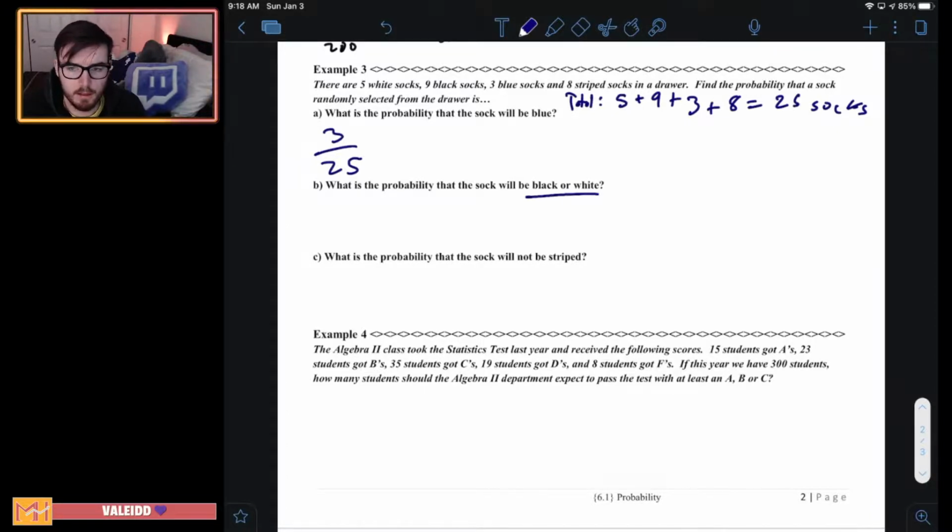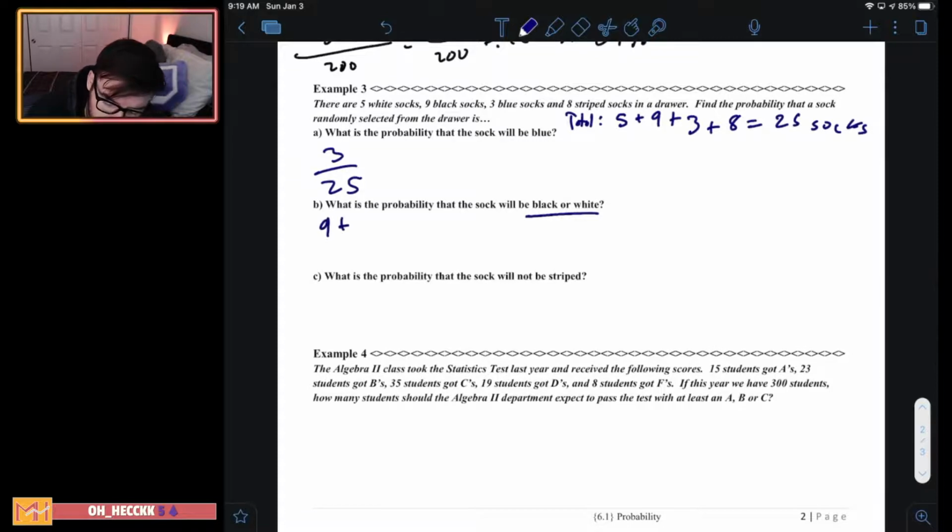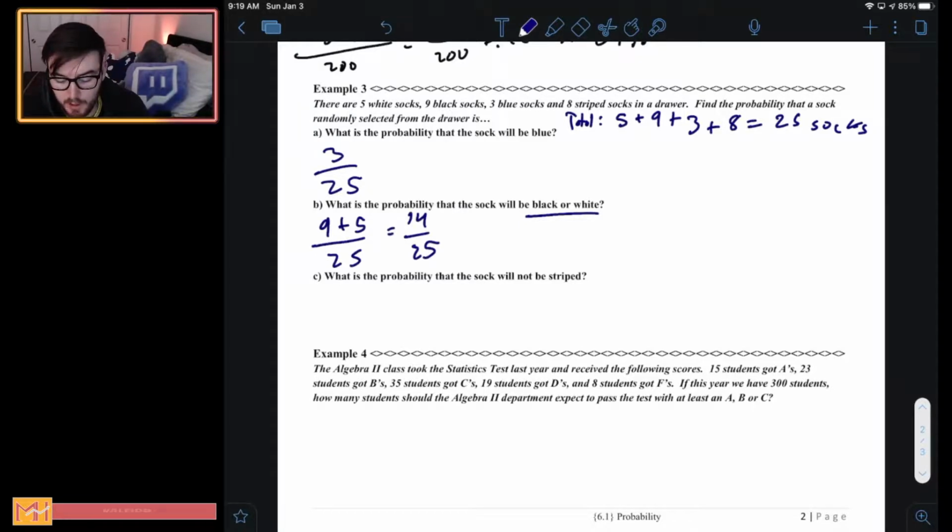It's just that you're okay with it being, well, or this, right? There's a distinct difference between the word "or" and "and," okay? So, "or" just means one or the other. I don't mind. So we could have black, which is 9, or we could have white, which is 5 out of the 25. So that's 14 out of 25. That's the probability of picking black or white.